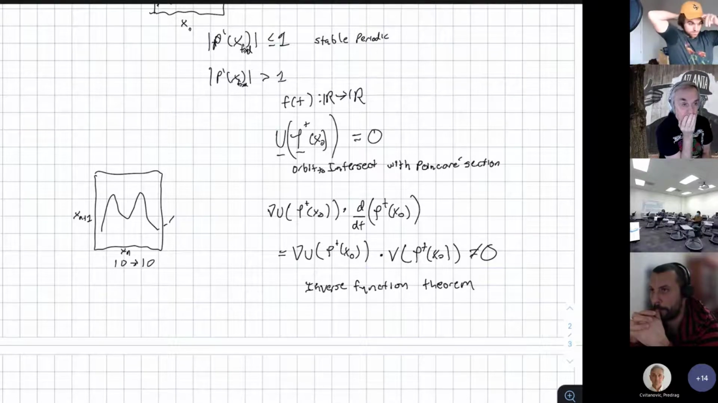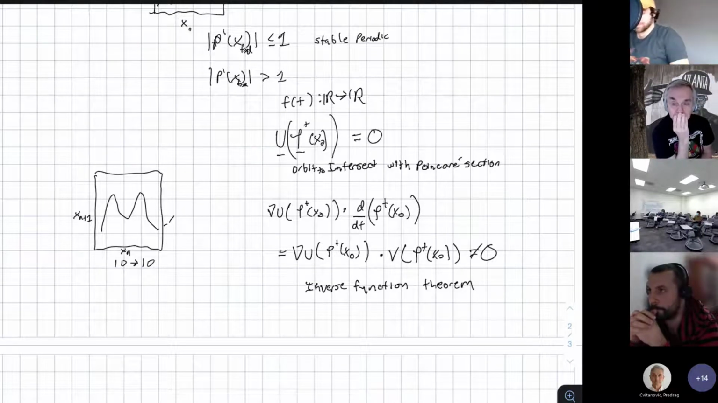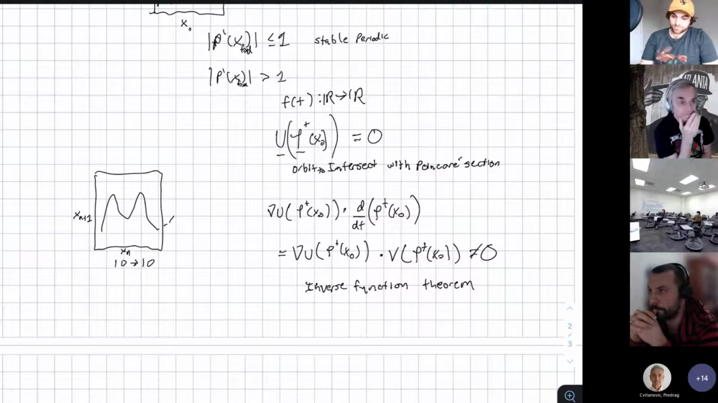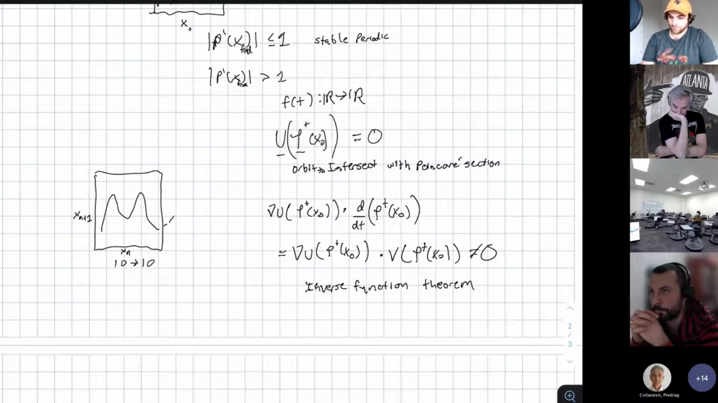Can I say something? Yeah, for sure. Is the continuity of the Poincare section a consequence of the continuity of the vector field? Yes. Absolutely. So you can't expect the Poincare section in any way to be better behaved than the vector field.